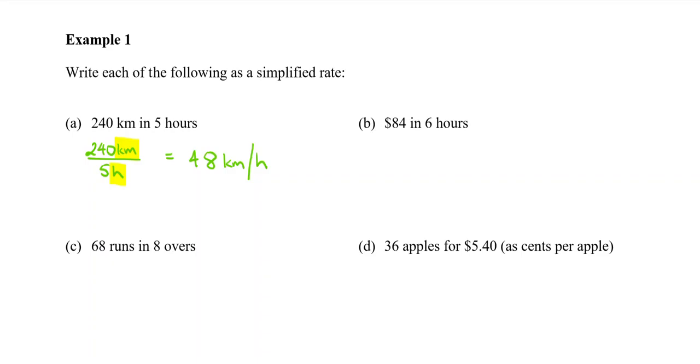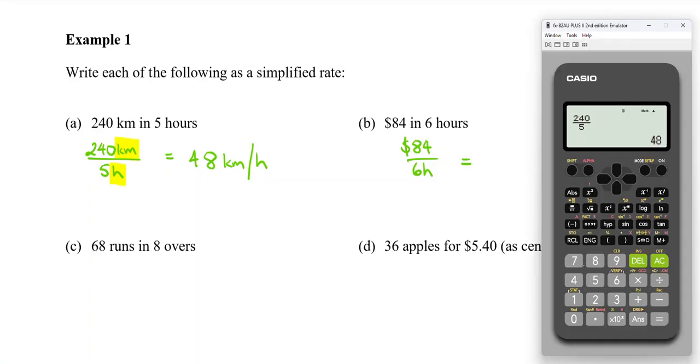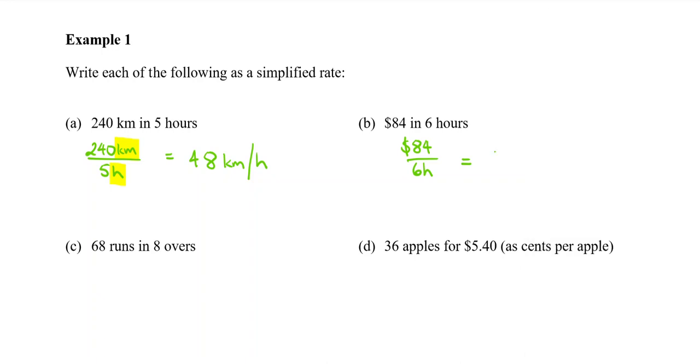Part B, let's do it again. This time we have $84 on the top, and this is done in 6 hours, H for hours. So to simplify that, we're going to divide the numbers. 84 over 6 gives us 14. And $14, so dollars is the only thing that we put in front of the number. All our other units go after the number. And so it's dollars per hour.